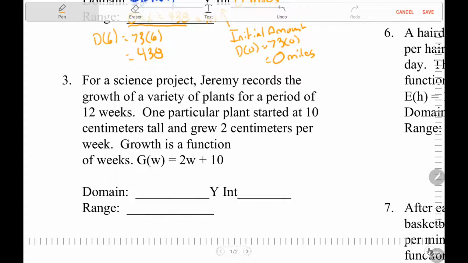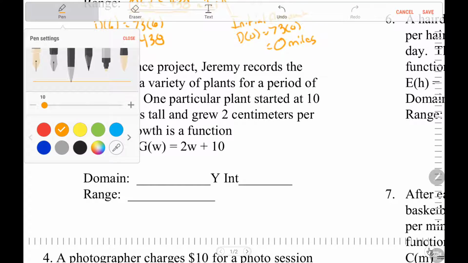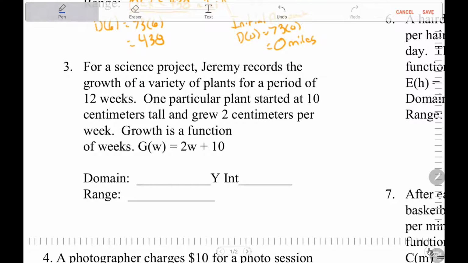All right, moving on. So for a science project, Jeremy records the growth of a variety of plants for a period of 12 weeks. One particular plant started at 10 centimeters tall and grew 2 centimeters per week. 2 centimeters per week. Growth is a function of weeks. Input, okay, is our domain. And again, it's the weeks. It's the number of weeks that have gone by.